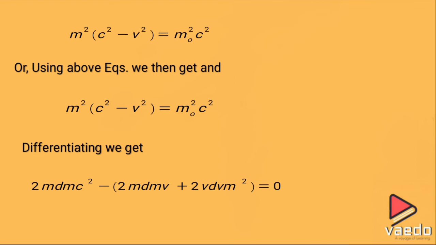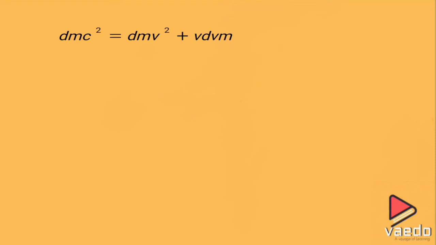Now when we rearrange this, we'll get dm c squared, that equals to dm v square plus v dm into m. So v dv into m. Okay. So now as we know 2m actually cancels both sides because this was available on both sides.